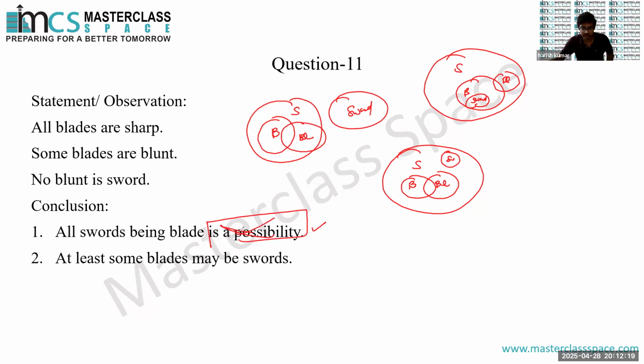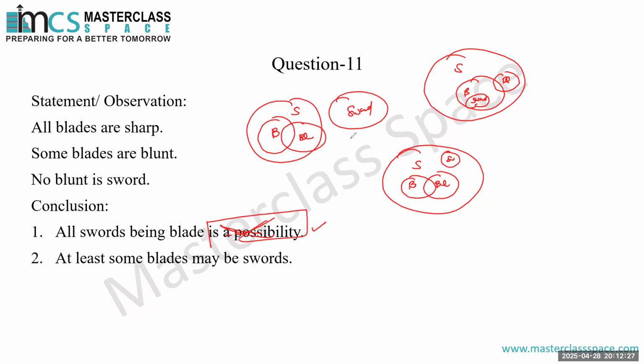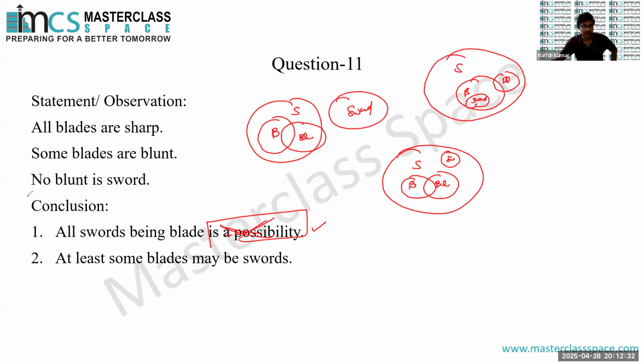If this is not given, then this is not true, because it is not true in the remaining diagrams. Are you able to understand this? Yes, sir. Okay. Now he says some blades maybe, again, maybe means it is sort of a possibility only.